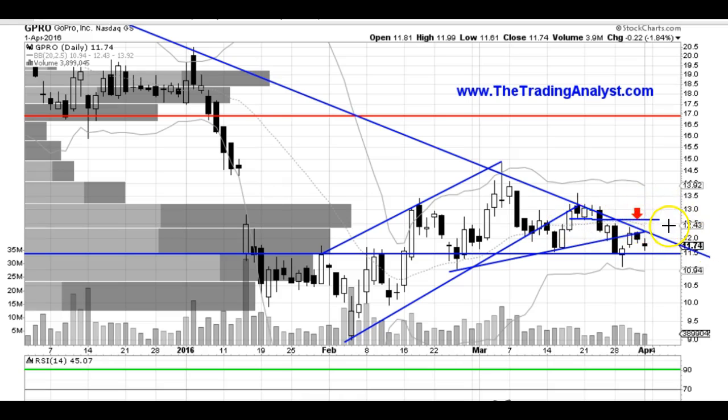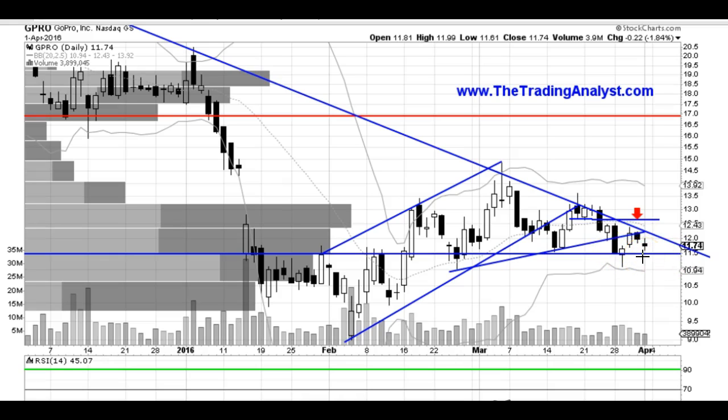Right here, we've got that resistance at about 1250 from the lows of these candles, and then the highs of these candles right here, right around 1250. Okay. The main support level that I see on GoPro is going to be this 1150 mark, okay?